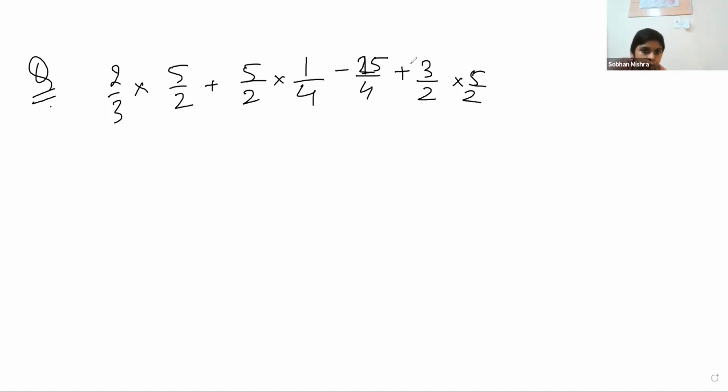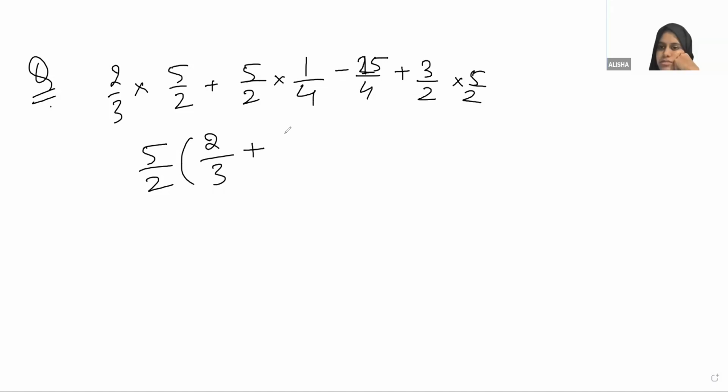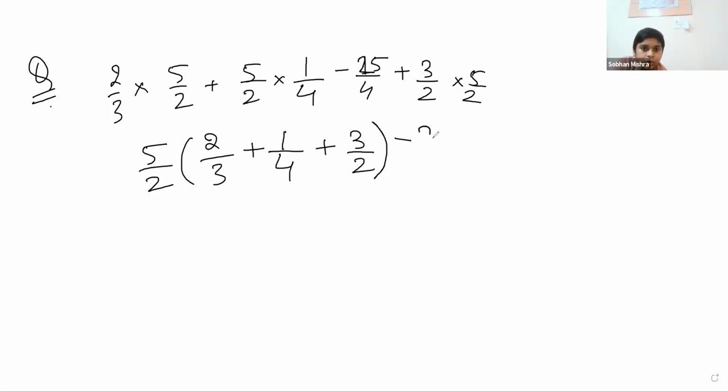Common will be 5 by 2. Okay, 5 by 2, and then in bracket 2 by 3, and then 5 by 2. Oh, sorry, 1 by 4. And then plus 3 by 2. Yes, what done next? Close bracket. Now, then minus 25 by 4.